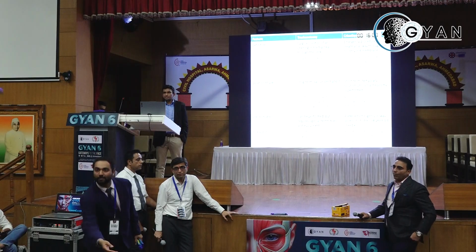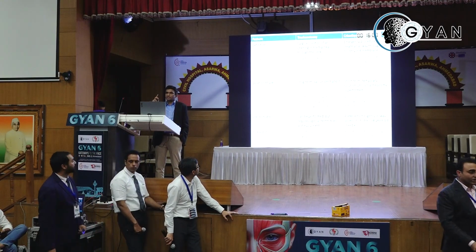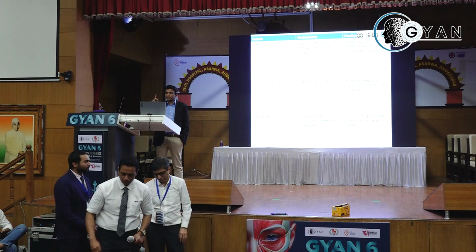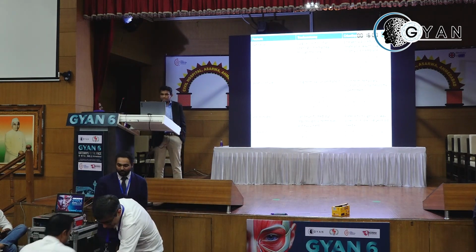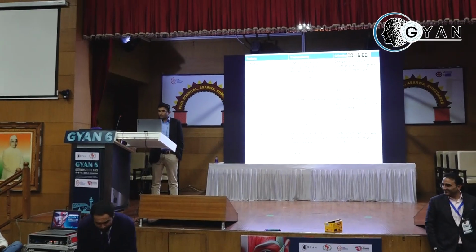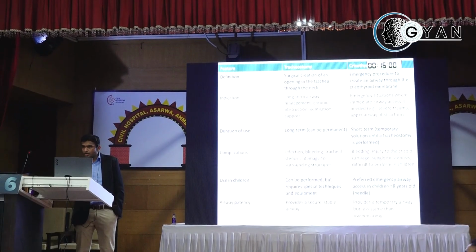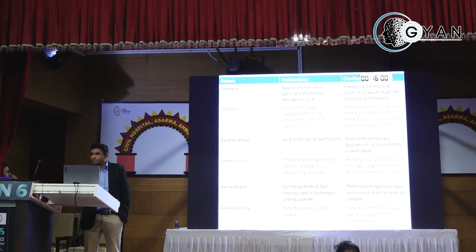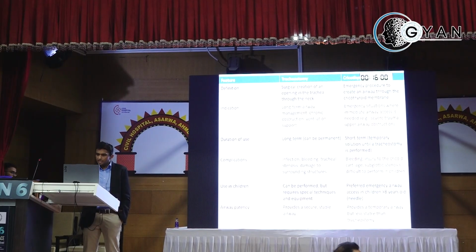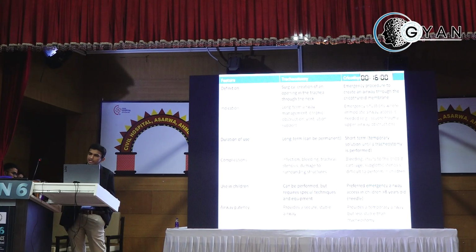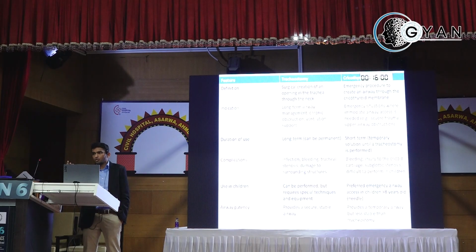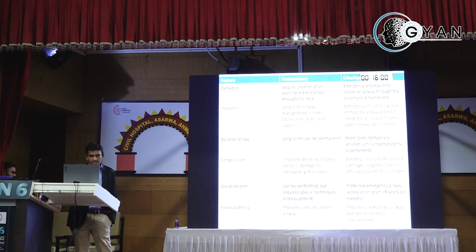Just to summarize: tracheostomy is an opening in the trachea, cricothyrotomy is an opening in the cricothyroid membrane. When you need a long-term airway, go for tracheostomy. In an emergency situation, cricothyrotomy. The early complications are more or less the same. The later complications we have already discussed. In children, tracheostomy can be performed, but you need special equipment and skills. Cricothyrotomy is preferred when the age is more than 8 and below 12. Don't go for surgical cricothyrotomy, go for needle cricothyrotomy.